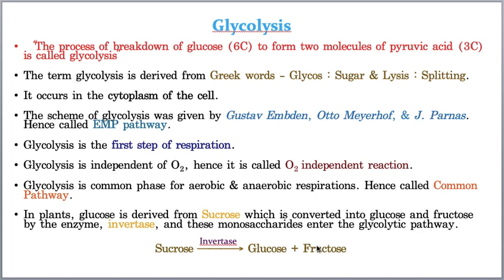So in the animal cell, glucose is readily available, because the digestion takes place in the small intestine itself, and it reaches the cells of the body by blood circulation. Whereas in the plants, it reaches every cell by phloem in the form of sucrose.